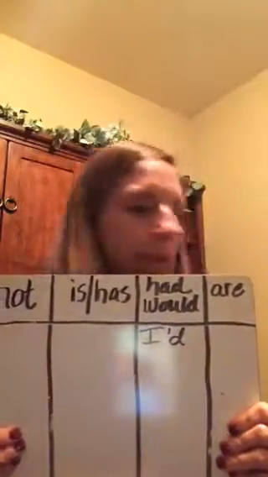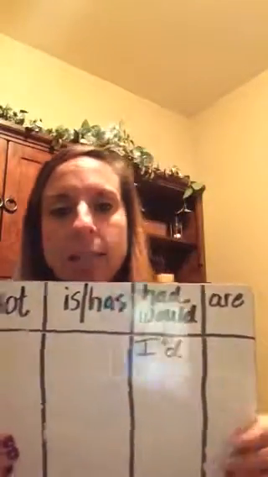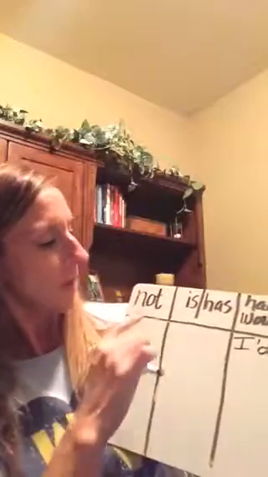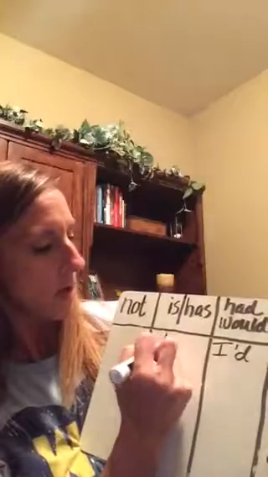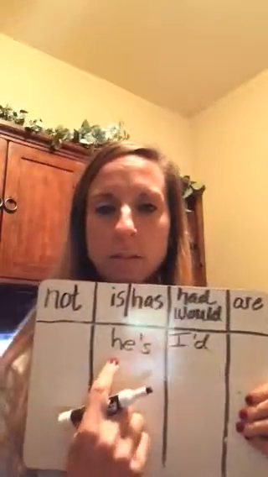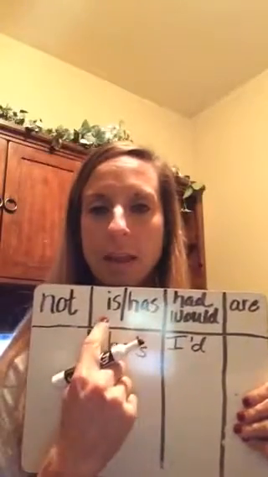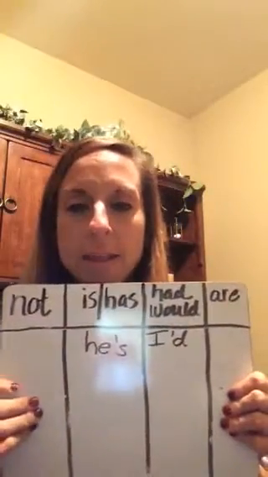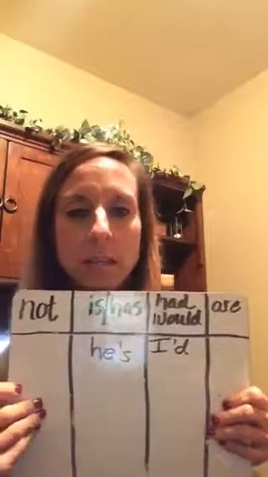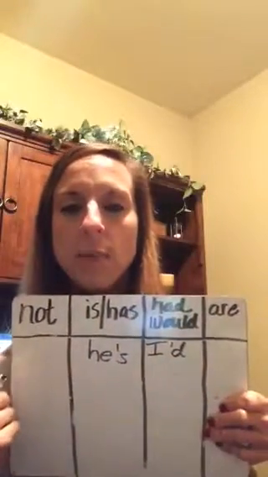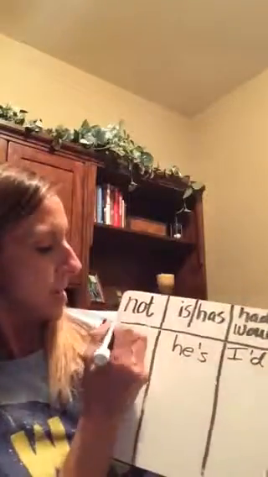Okay, next one is he's. He's. Okay, these 2 words both end in an S, so it has to go in this column. He's my best friend, so it would stand for he is, okay? The S stands for is. Your next one is haven't. Haven't. Okay, so I'm looking for a T because I hear haven't. Okay, not ends with a T.